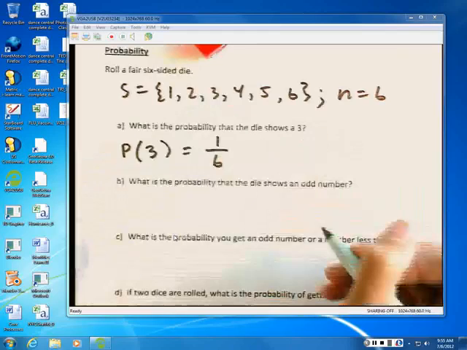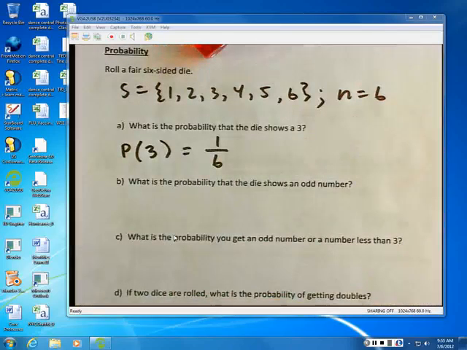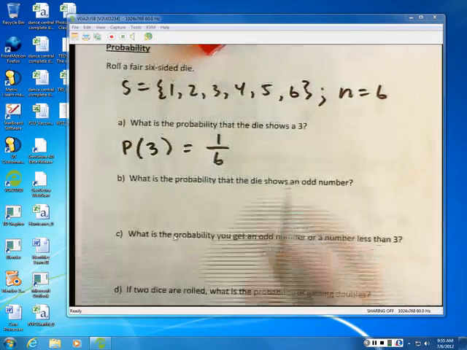So my probability is 1/6. If you wanted to represent that as a decimal, you would just go to your calculator and divide. I'm just going to leave it. What's the probability that it shows an odd number?